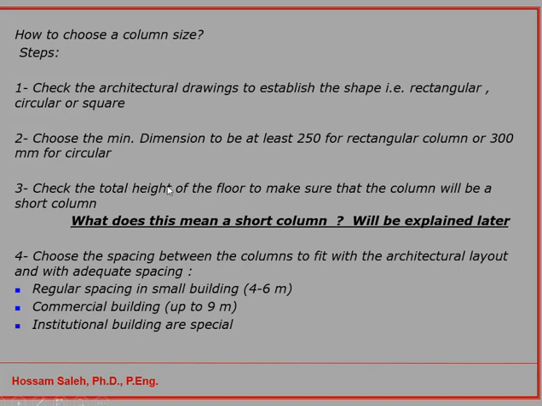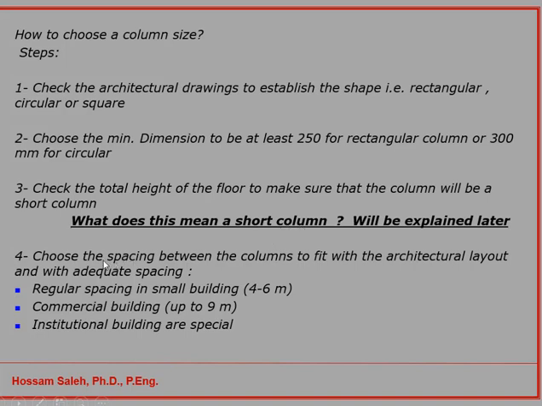Then we need to check the total height of the floor, and make sure that the column will be a short column. At this point we have to differentiate between a short column and a slender column, and that will be something to discuss in a completely different video. But here we will assume that we are talking about a short column which will not be affected by moment or eccentricity.